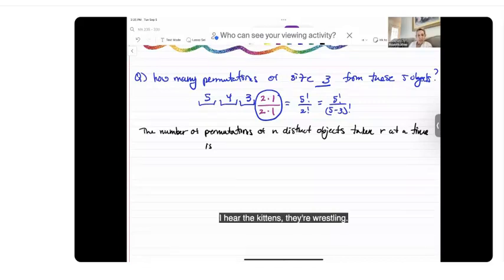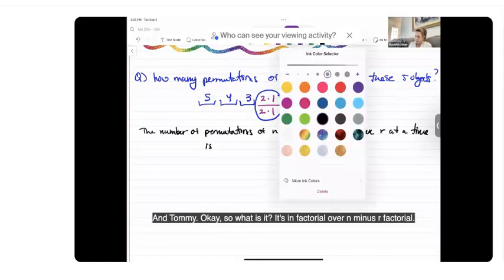I hear the kittens, they're wrestling. Yes, Dennis is the only one that's talking to me today. Shreya did, and Tommy. Okay, so what is it?